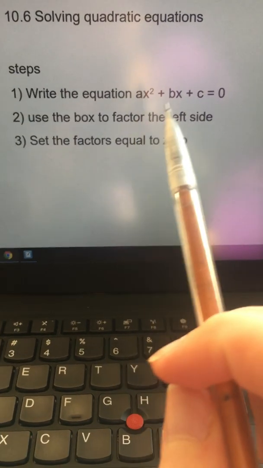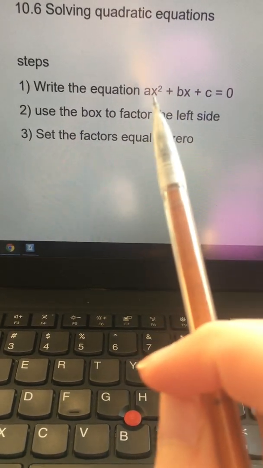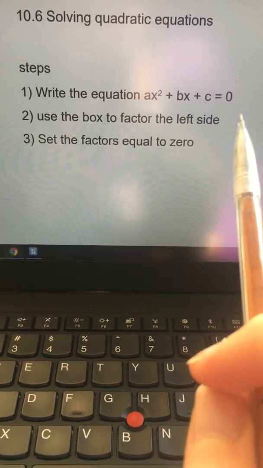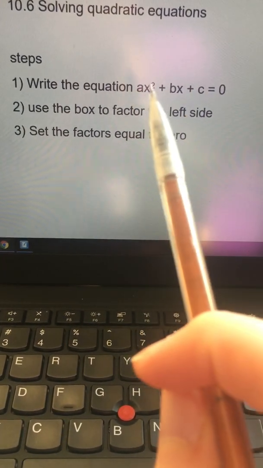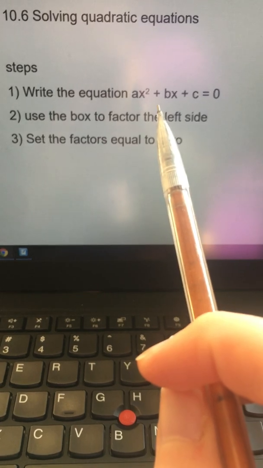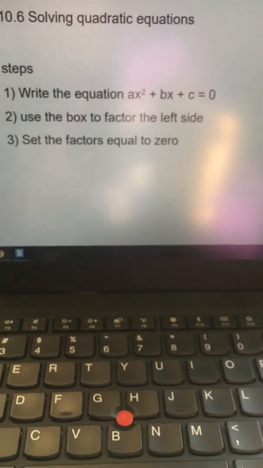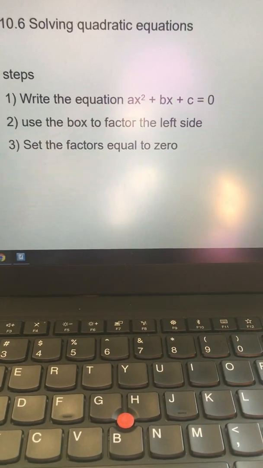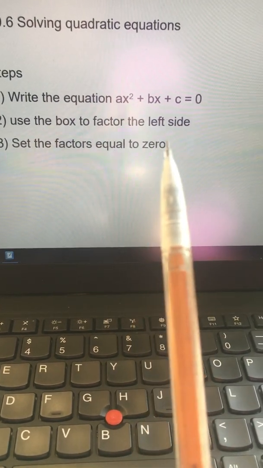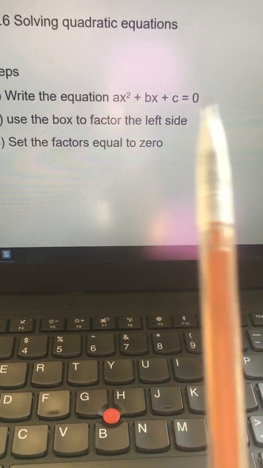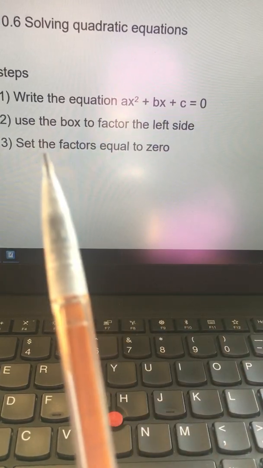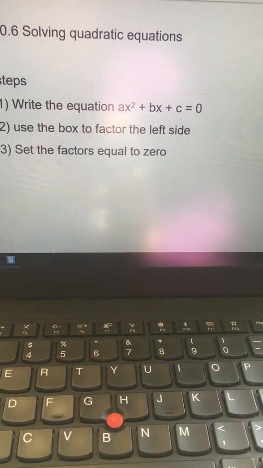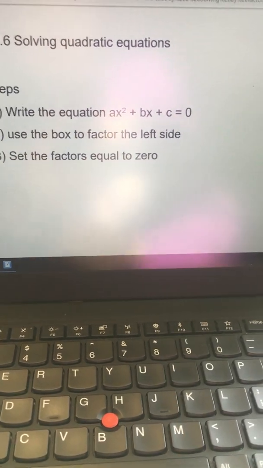Make sure your equation is in the form ax squared plus bx plus c equals 0. I can't explain how important it is to have it in this order. If you don't, it's going to be really tough to get a box to work and to get to the right answer. After it's in that form, you can set up your box and factor just this left side. Once you get the factors to work, you have your two sets of parentheses equal to 0. You set the factors equal to 0 and you solve the equation.